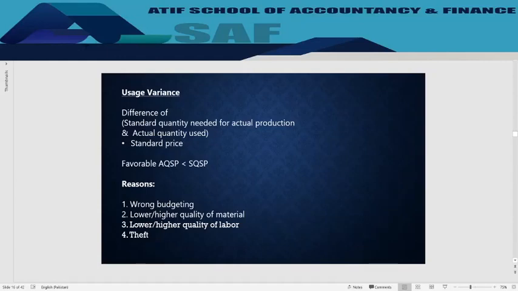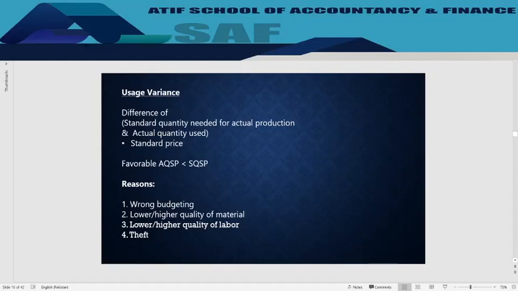First we have to consider what standard quantity is needed for actual production and what quantity we actually used. The difference of these two quantities gives you variance in quantity. Then you have to multiply this difference of quantity with the standard price and you will get the difference in amount.